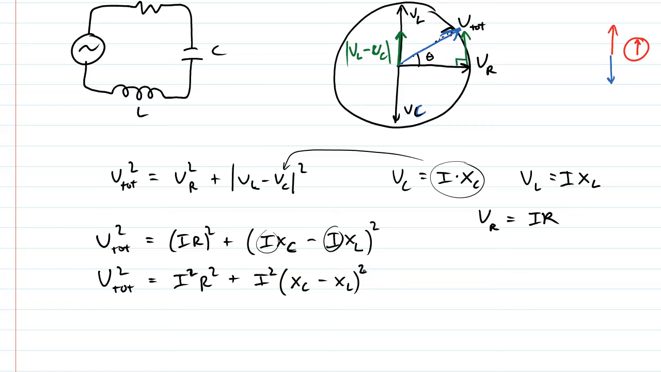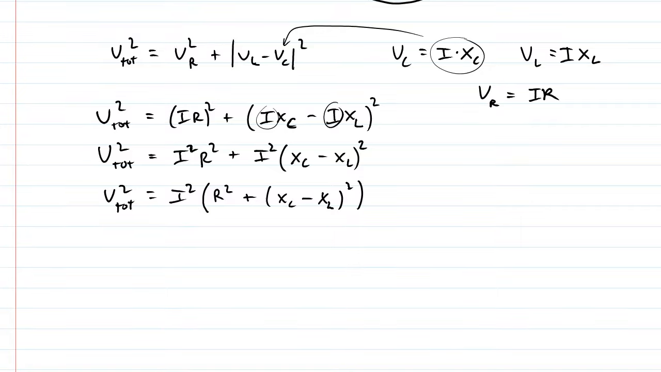Now we can factor out the I squared, so that it's V total squared equals I squared, and then in parentheses, R squared plus XC minus XL squared. This is pretty ugly, but we get to square root everything. If we square root everything, V total is going to be the current times the square root of this right here.